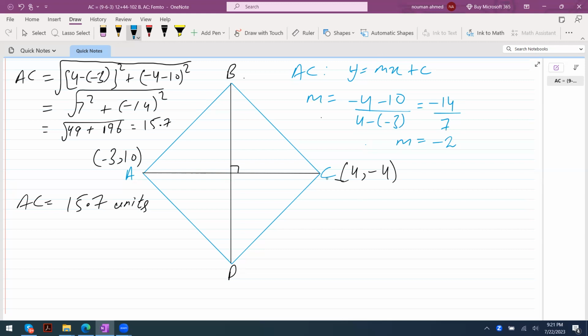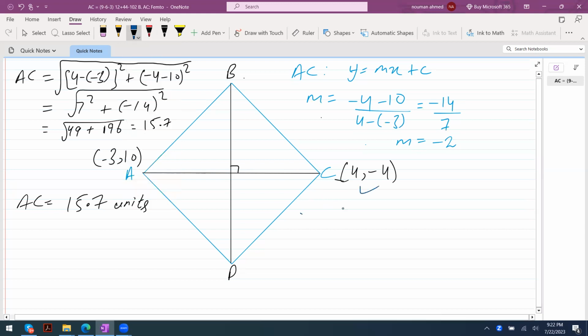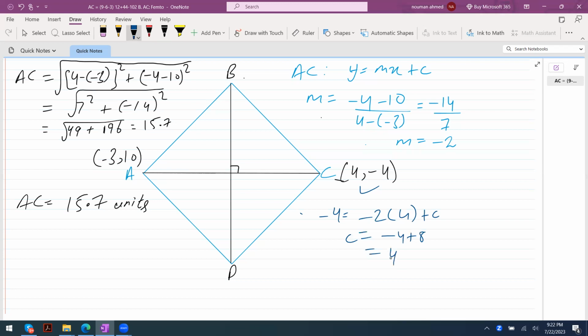For c, you can put any point, either A or C. I don't like this color. So let's put this point: -4 is equal to -2 times 4 plus c. C is equal to -4 plus 8. C is equal to 4. So AC becomes y is equal to -2x plus 4. Okay, no doubt. If no doubt, we can move forward now.